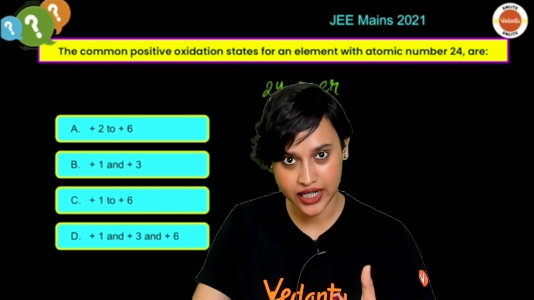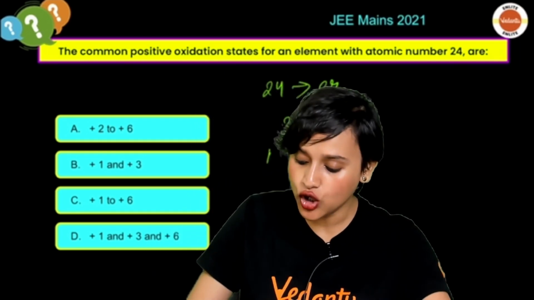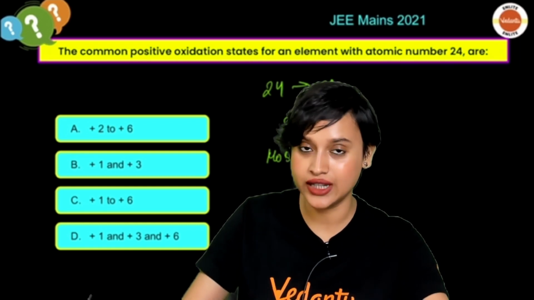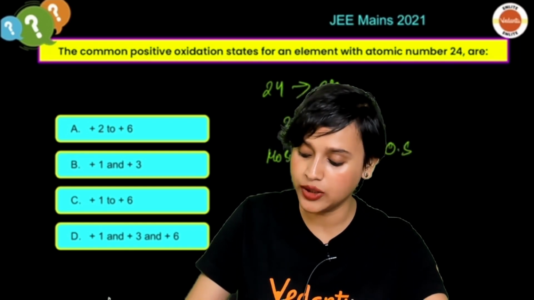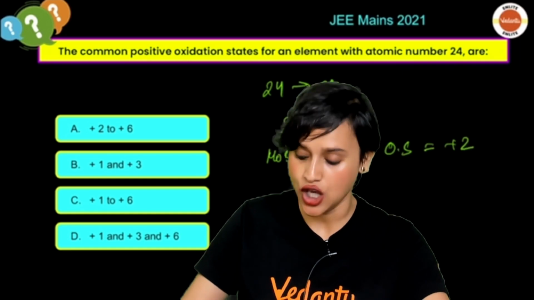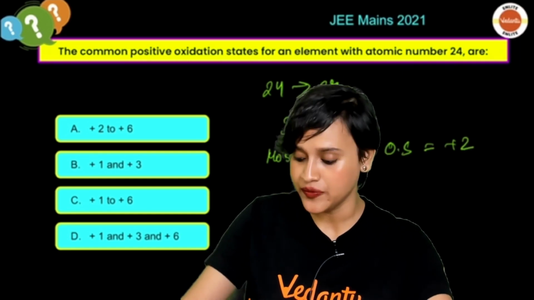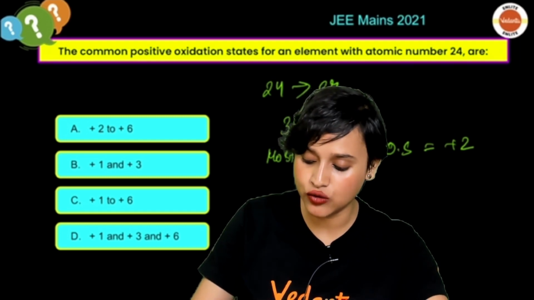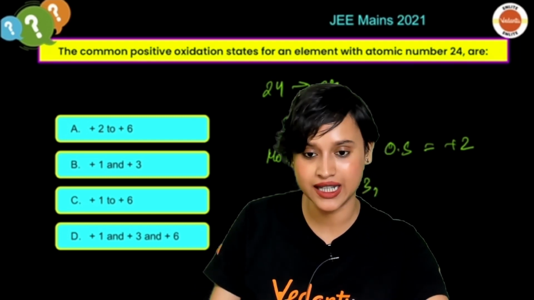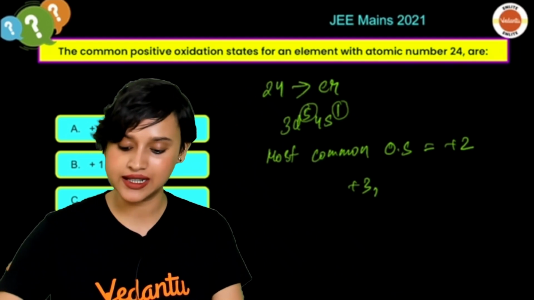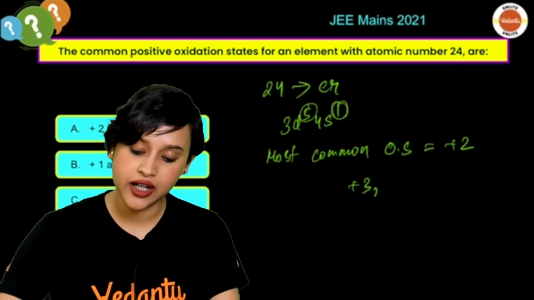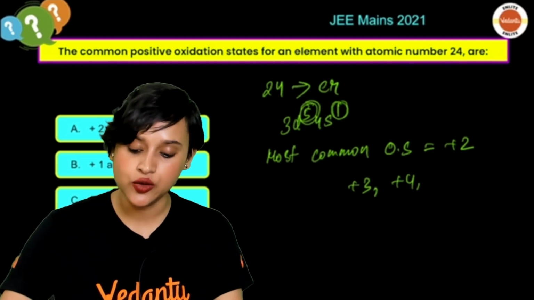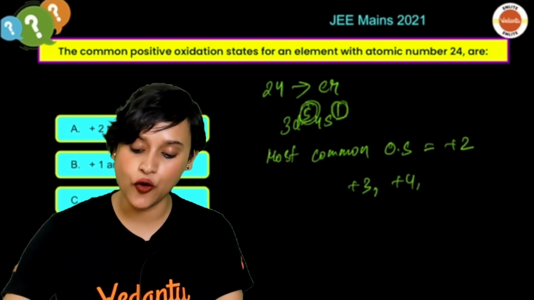Now the most common oxidation state, please know this, we will read about it later: for each of this 3d series, the most common oxidation state is +2. So obviously it will show +2. But apart from that, it can take away 1 electron from here, 2 electrons from here, so it will also show +3. You can take 1 electron from here and 3 electrons from here, so +4 can also be seen. You can take 1 electron from here and 4 electrons from here.